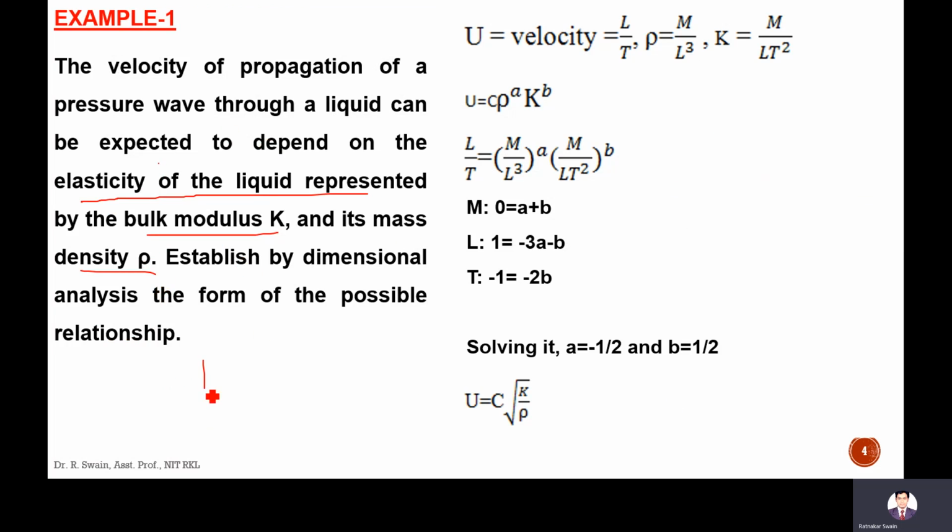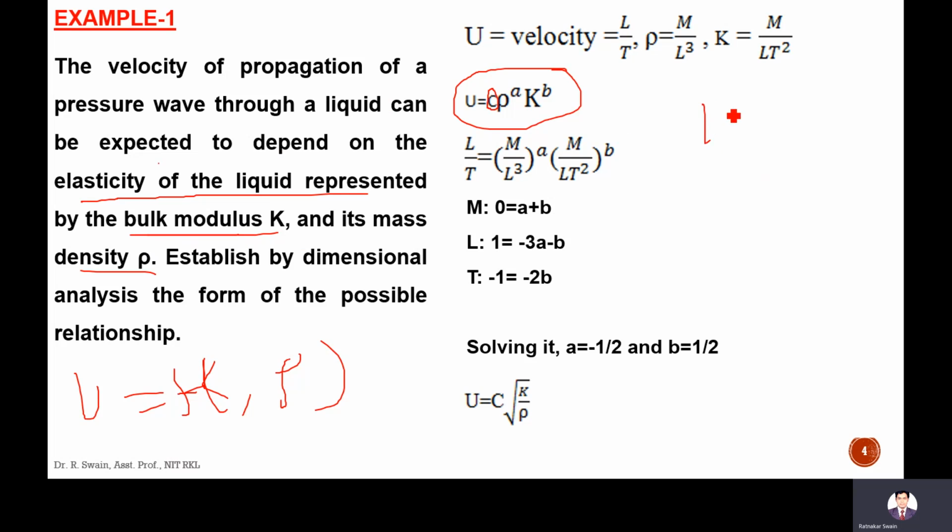We know the independent variables are K and rho. The dependent variable, the velocity, depends upon K and rho, a function of K and rho. So we can write u equal to C rho to the power a, K to the power b, where C is a constant. This is the exponential form of the equation, and we have to write the dimensions on the LHS and RHS. The constant has no dimension. Velocity is L by T, and rho is M by L cubed to the power a, and this is K, the modulus of elasticity, the bulk modulus.